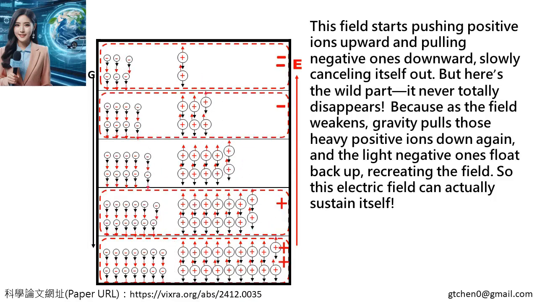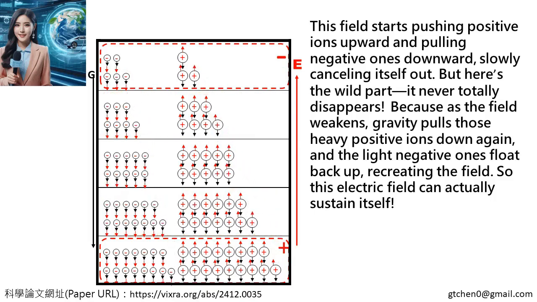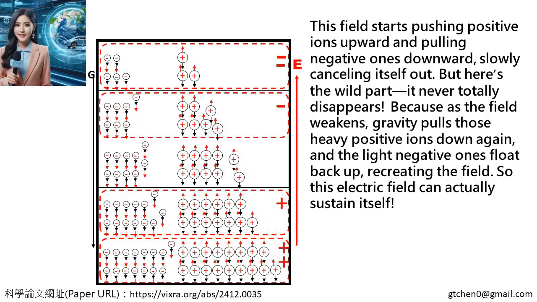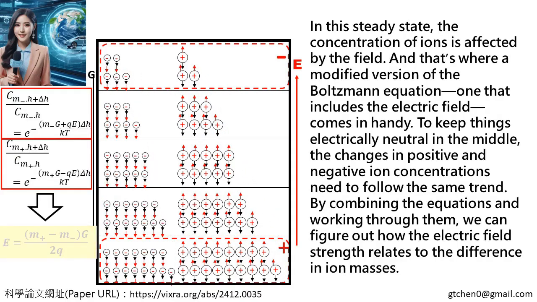But here's the wild part, it never totally disappears. Because as the field weakens, gravity pulls those heavy positive ions down again, and the light negative ones float back up, recreating the field. So this electric field can actually sustain itself. In this steady state, the concentration of ions is affected by the field. And that's where a modified version of the Boltzmann equation, one that includes the electric field, comes in handy.